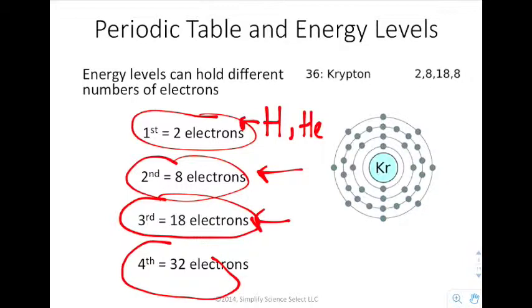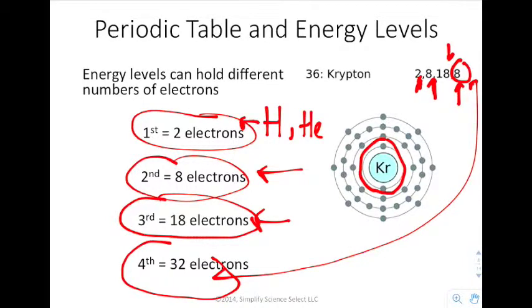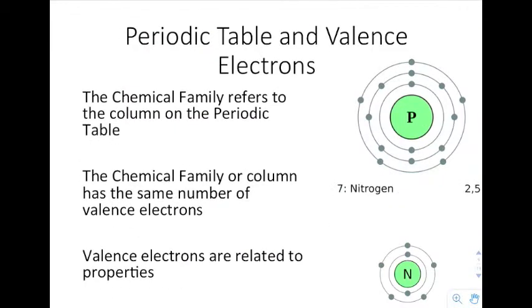So if you look at krypton, in the first electron shell there are 2 electrons. In the second there are 8, in the third there are 18, and in the fourth there are only 8. Now, I could put up to 32 in there, but because I don't need 32 electrons, I only put as many as I need.